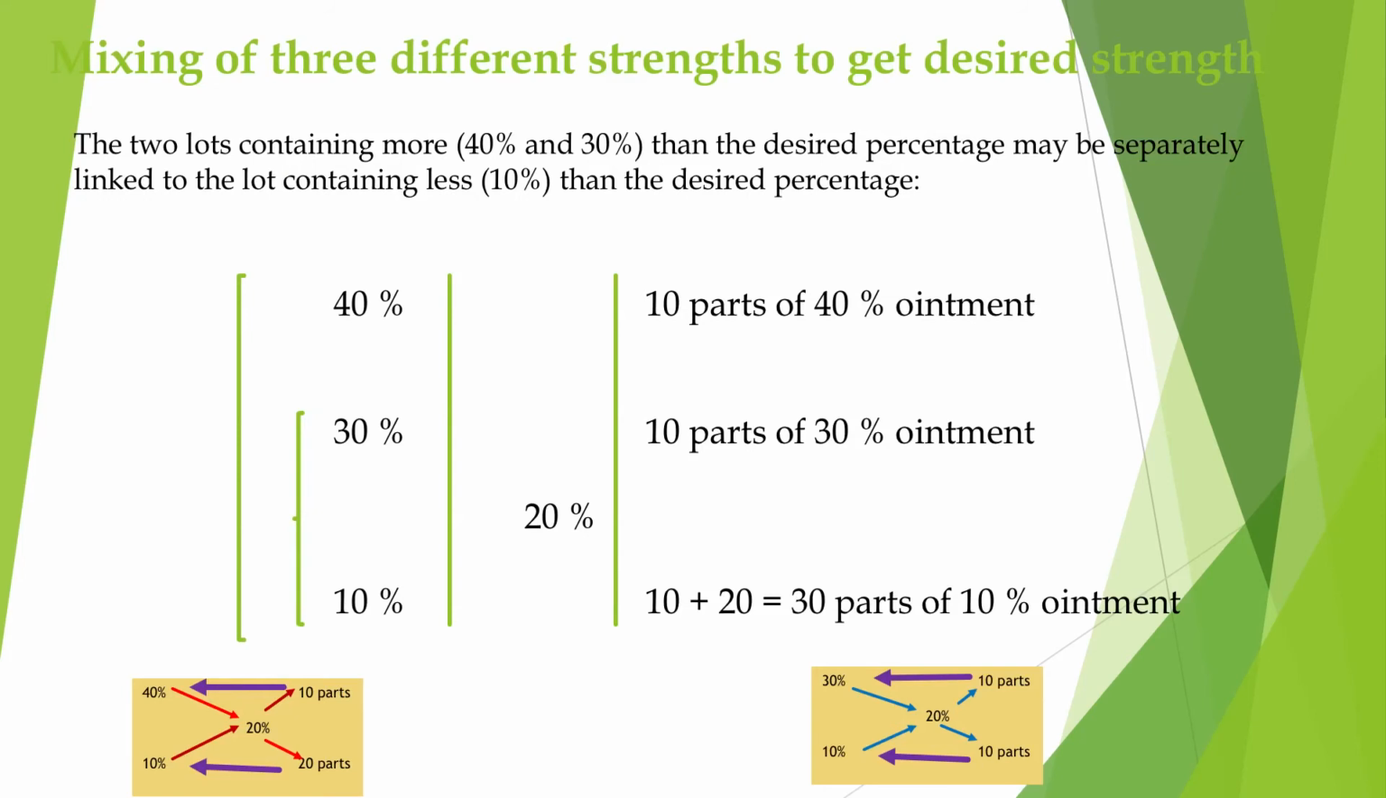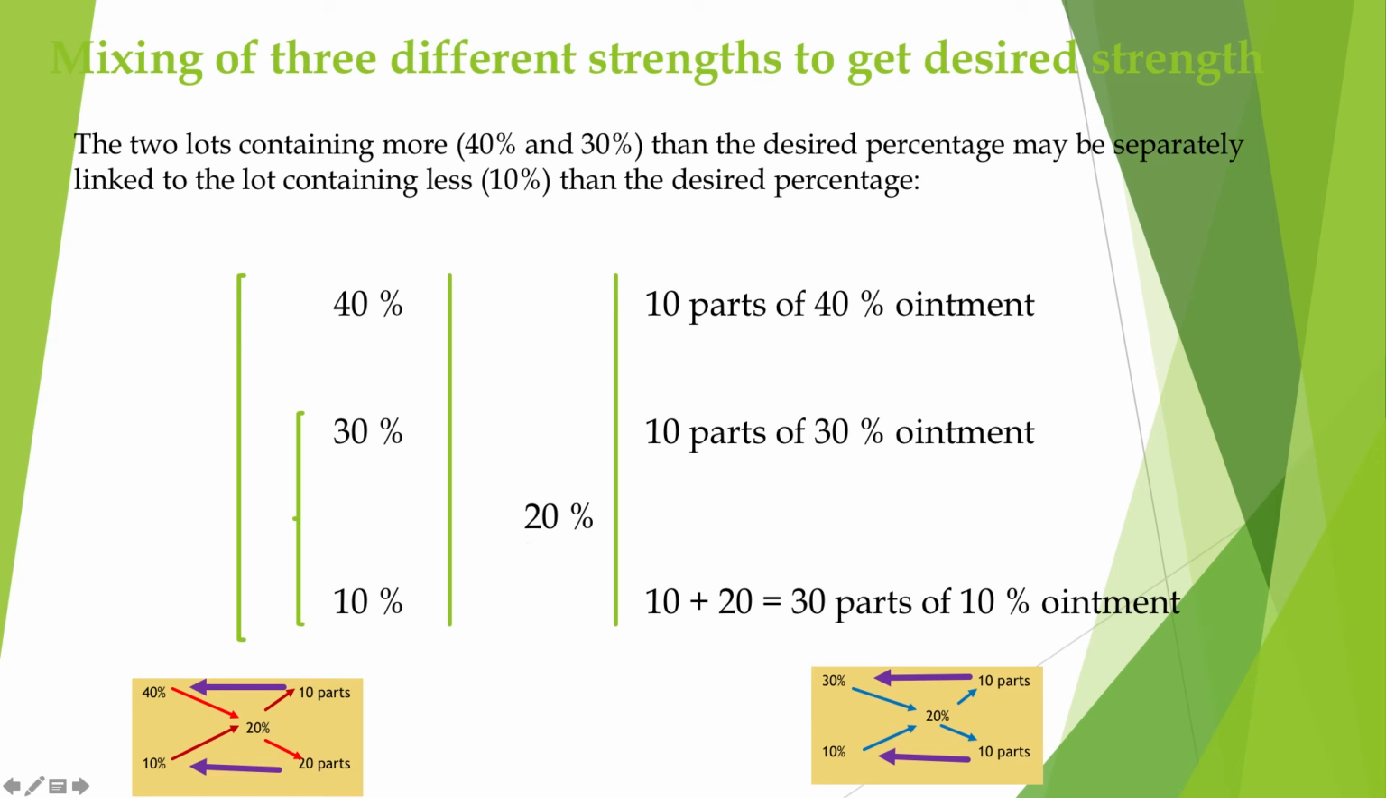Here on this slide, I want to stay longer to explain how to do the calculation with the alligation method. First, jot down the strengths available to you on the left side. Then in the middle, write down the desired strength. Here, on the left side are the available strengths and in the middle is the desired strength. Here 2 lots are more than the desired strength and 1 lot is less than the desired strength.